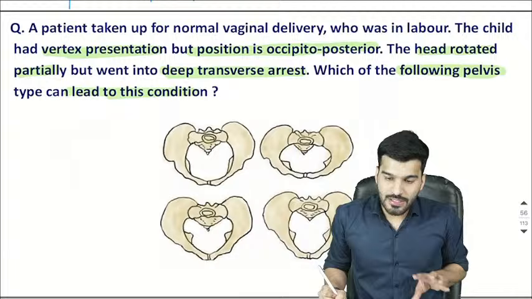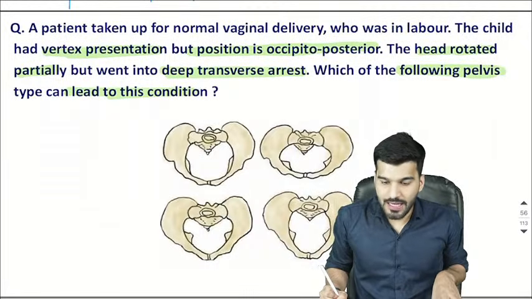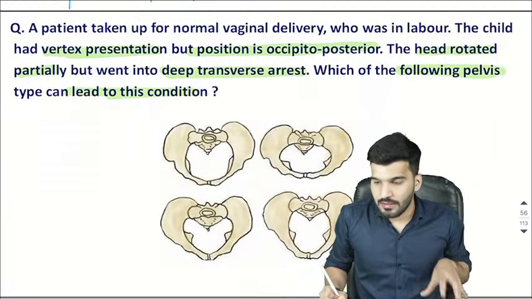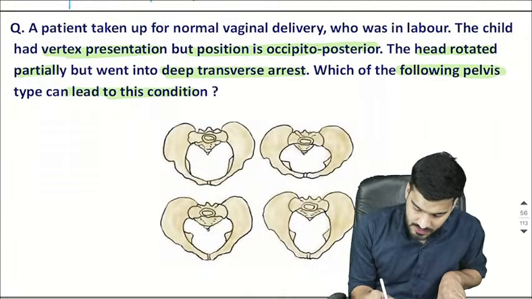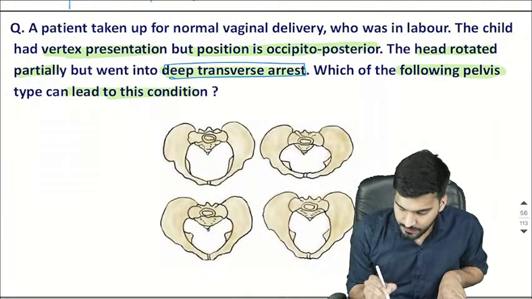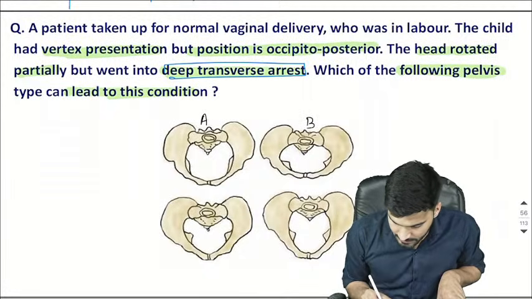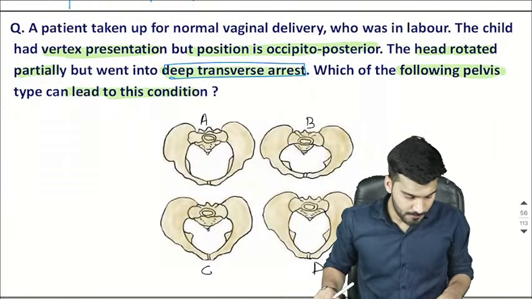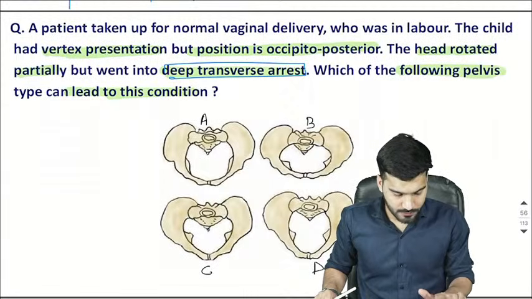So the patient taken up for normal vaginal delivery was in labor, the child had a vertex presentation, but the position is occipito-posterior. The head rotated partially but went into deep transverse arrest. You have 4 pictures in front of you, A, B, C and D. So what will be your answer? Write down in the chat box what the answer is for this question.